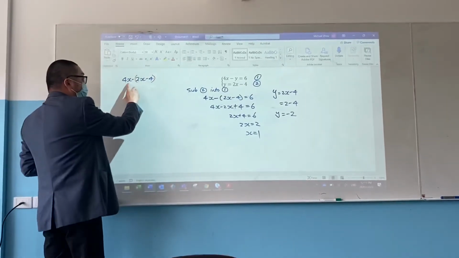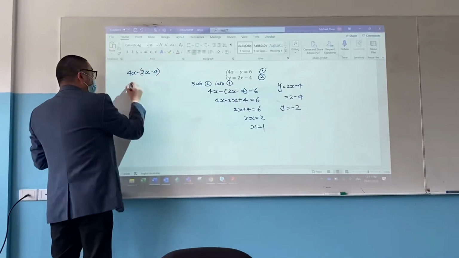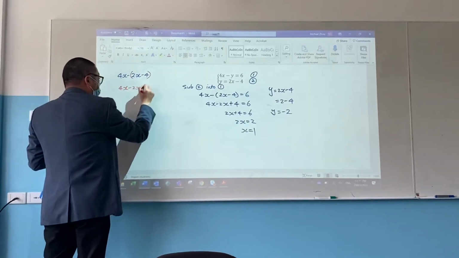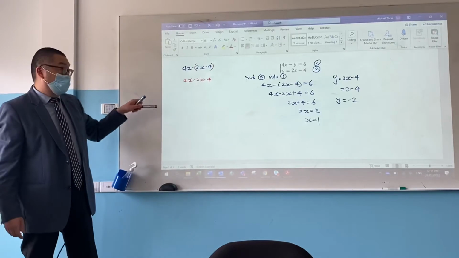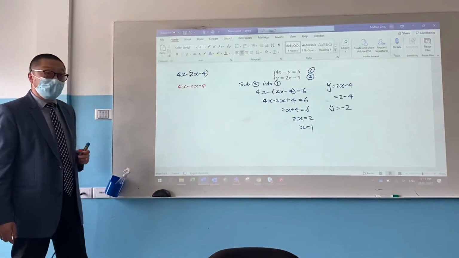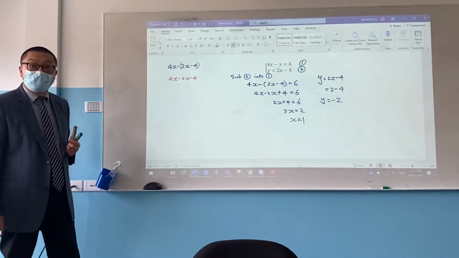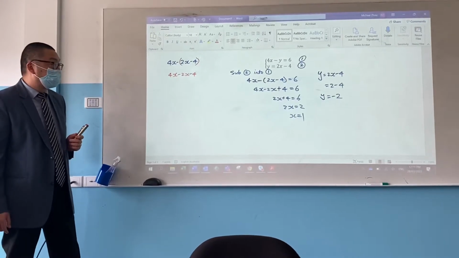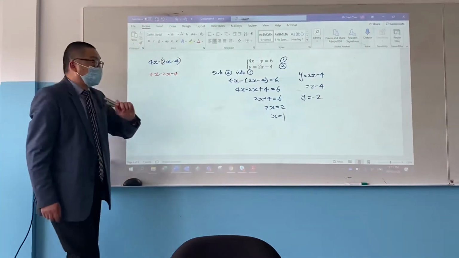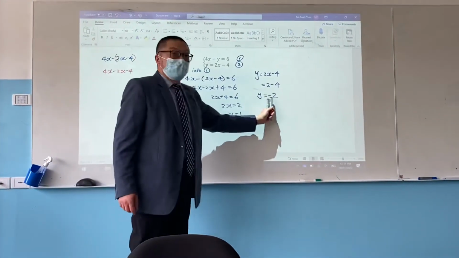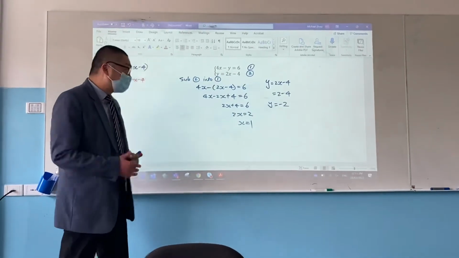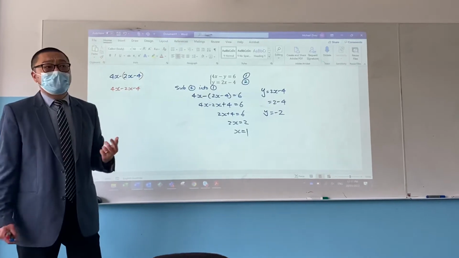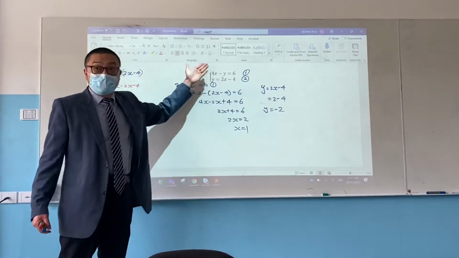This is 4x minus y. This is not 4x minus y. So just make sure that you do carry a bracket whenever there's more than one term. Now, let's go back to this. When I find x and y, I go back to check. Again, it doesn't matter which expression you substitute into.